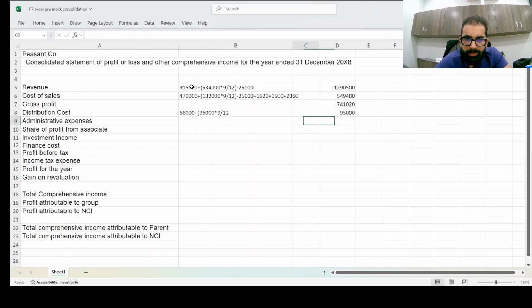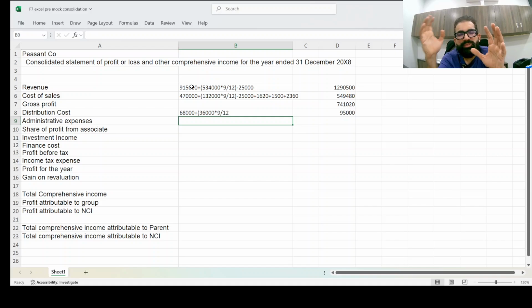Okay, now you have admin expenses. Again, parent company is full and S company is times 9 upon 12. So parent company's admin expenses are 92,000, plus bracket open 34,550. Your admin expenses for S are 34,550 times 9 upon 12.